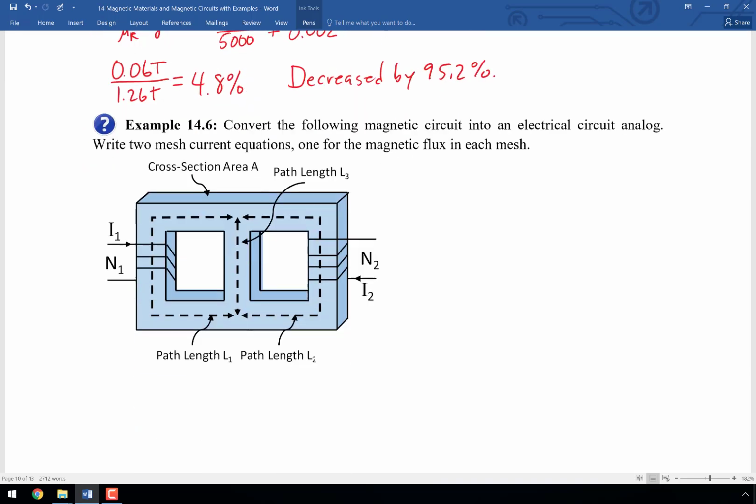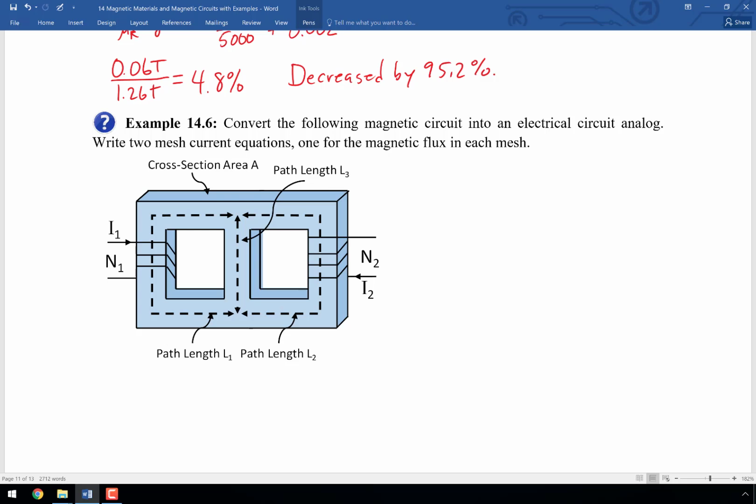Okay, last example for today. Let's convert the following magnetic circuit into an electrical circuit analog. Write two mesh current equations, one for the magnetic flux in each mesh. Okay, so we're going to have a circuit that's going to look structurally exactly like this one.